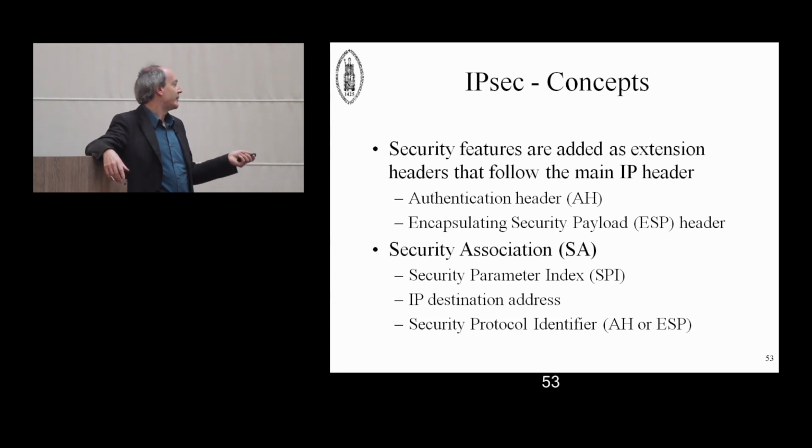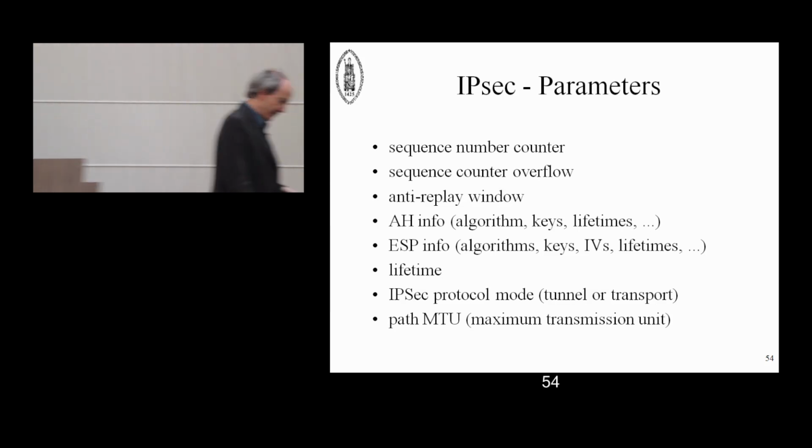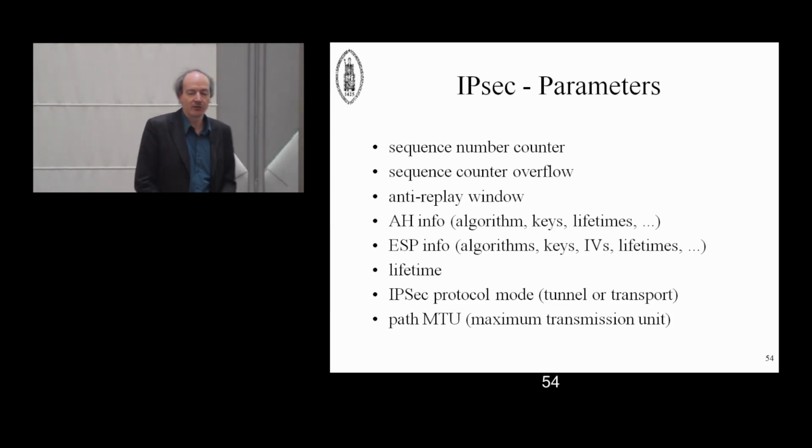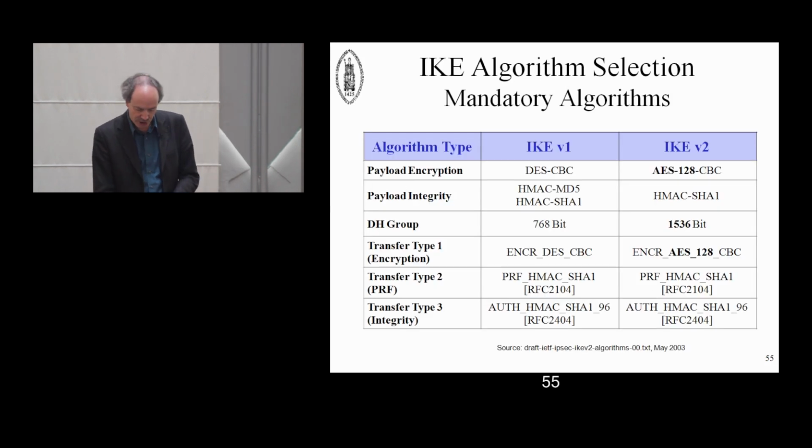And then you have security association, where you indicate what your keys are, what your destination address is, and which kind of protocol you're going to use. So you have quite some parameters: sequence numbers, counter overflow, anti-replay window, algorithms, keys, lifetime, the protocol mode, we'll come back to this, and the maximum transmission unit. So you see that the protocol is complex, and so also there is many parameters. We'll come back to these two modes, so we'll end up with kind of 4 modes anyway.